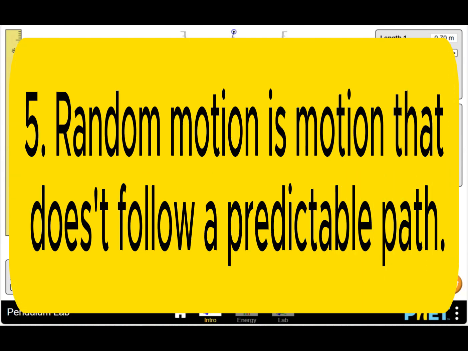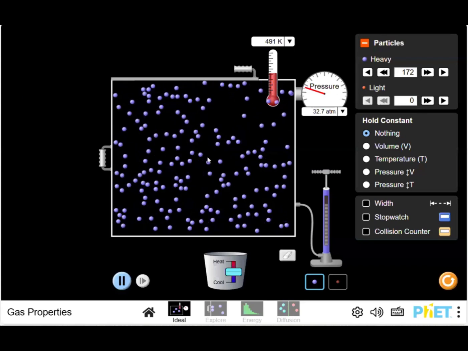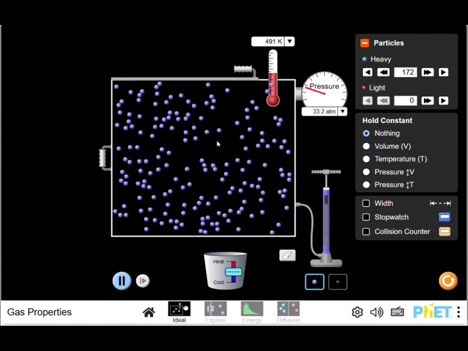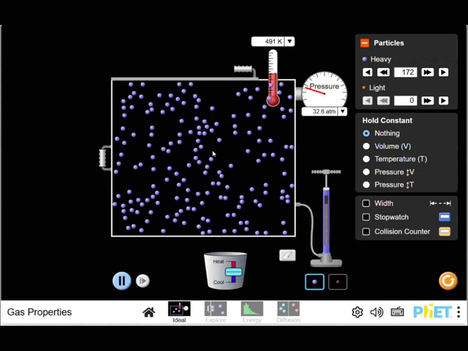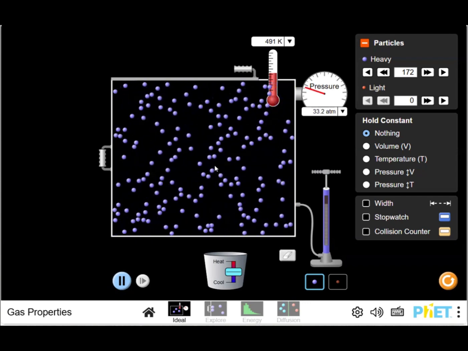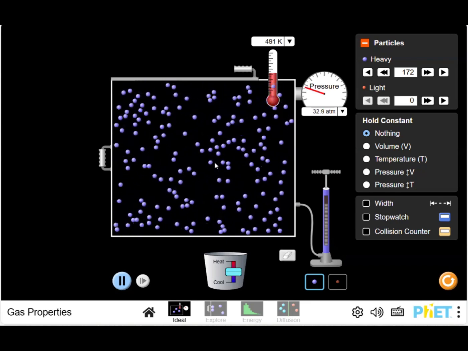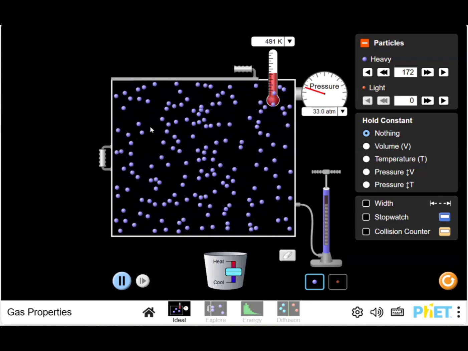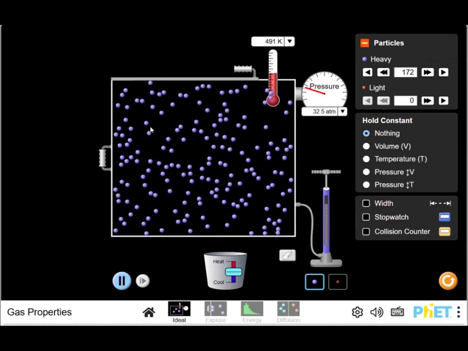Such type of motion mainly occurs in gaseous particles. If we look at this simulation, here we have gas particles. The motion of these gas particles does not follow a predictable path. Now, let me pass to what a projectile is.